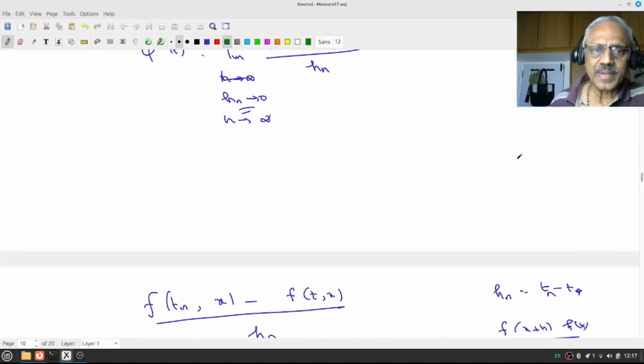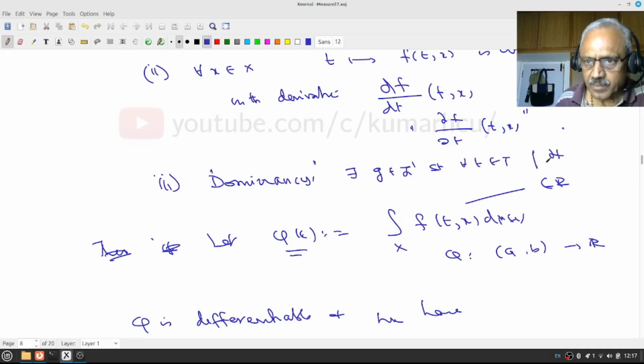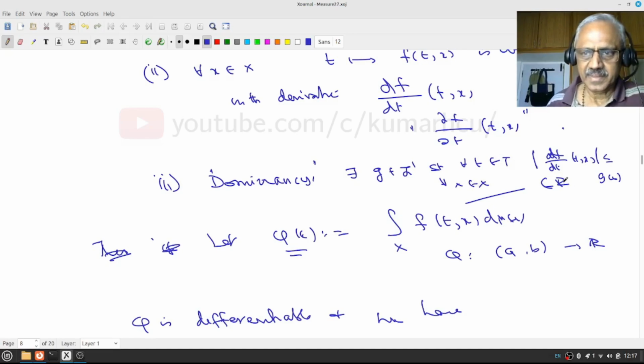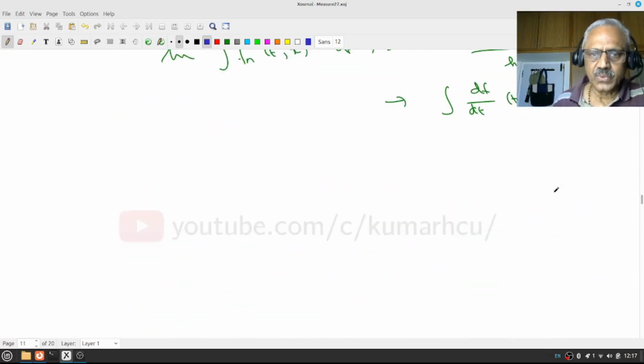So let's go back. What is the third condition I want? The third condition I want is the following: there exists a g in L1 such that for all t in T, the absolute value of df by dt at t comma x is less than or equal to g of x for all x in X. We are now ready for the proof.